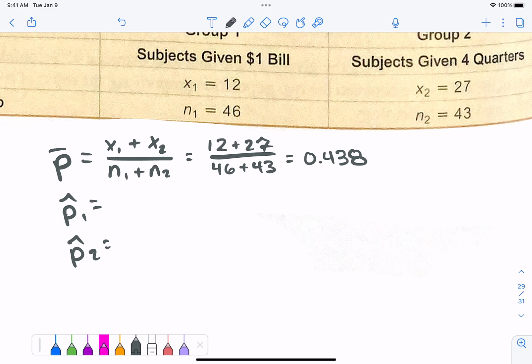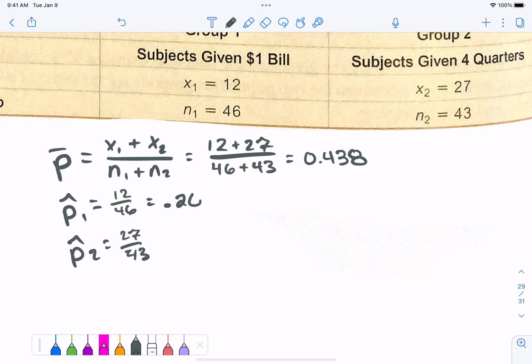At least give me 2 decimal places. If you give me 3, double bonus. P hat 1 is 0.261. All right, how do you find P hat 1? It's X1 over N1. Yes. So 12 over 46, and this one's 27 over 43. So if you're looking at these, P bar is kind of like the combination of P hat 1 and P hat 2 together, okay? All right, we are comparing, what's P hat 1?